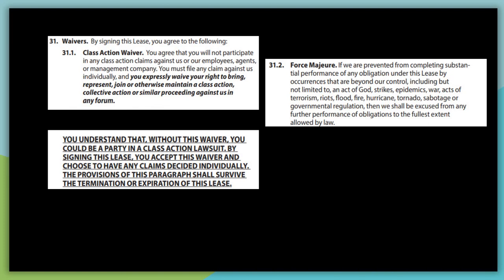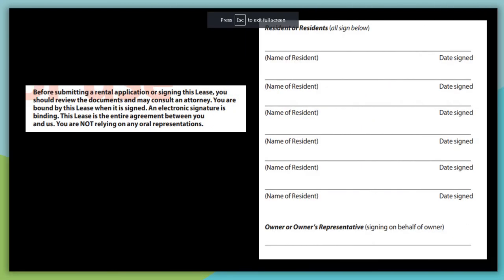And finally, this is where you and any roommates will sign the lease, along with the owner. Important to note is, this lease is the entire agreement between you and the owner. You are not relying on any oral representations. So if you were told something by a leasing agent that is not specifically stated in this lease, have them add it to the lease before you sign it.